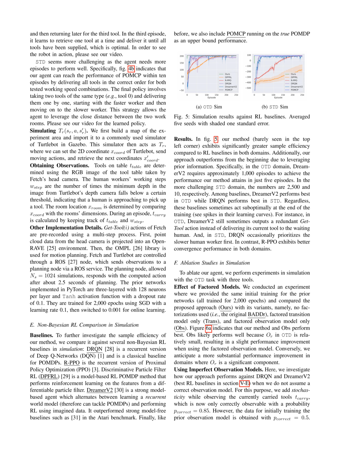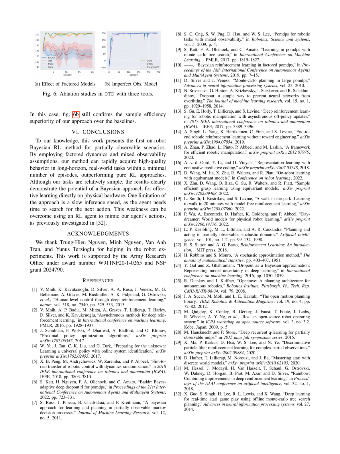Using imperfect observation models. Here we investigate how our approach performs against DRQN and Dreamer v2, best RL baselines in section V-E, when we do not assume a correct observation model. For this purpose, we add stochasticity while observing the currently carried tool, T_carry, which is now only correctly observable with a probability p_correct of 0.85. However, the data for initially training the prior observation model is obtained with p_correct of 0.5. Figure: effective factored models, imperfect observation model, ablation studies in OTD with 3 tools. In this case, it still confirms the sample efficiency superiority of our approach over the baselines.